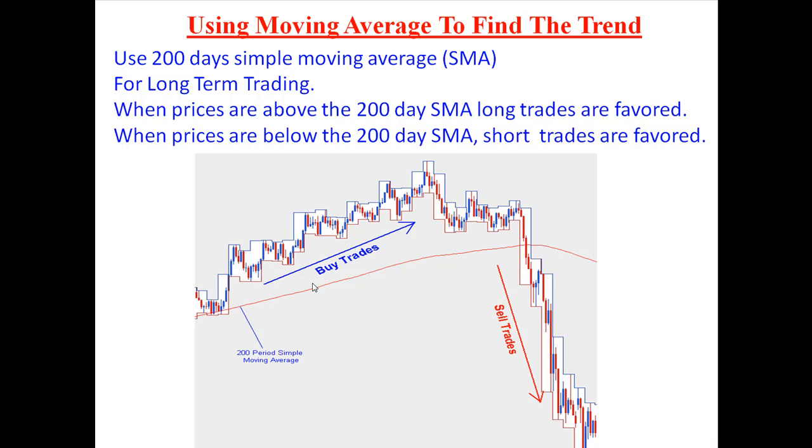Long trade means buy, okay, buying trades. And when the prices are below the 200 SMA, simple moving average, short trades are favored. Like in this instance, for example, you see all the candles are now below the 200 moving average. So this is a good time to sell and stay in the market short. Okay, so this is what you can use the moving averages for.